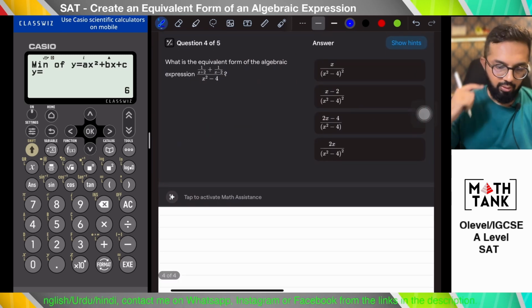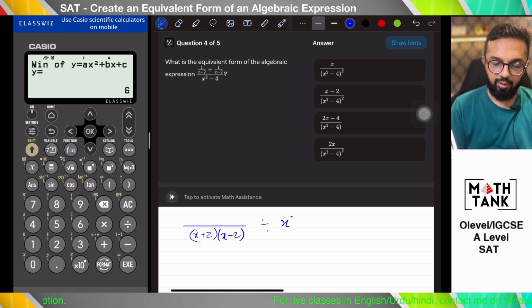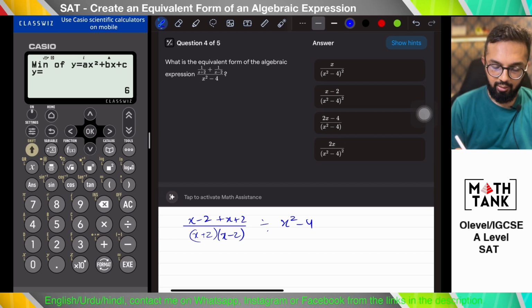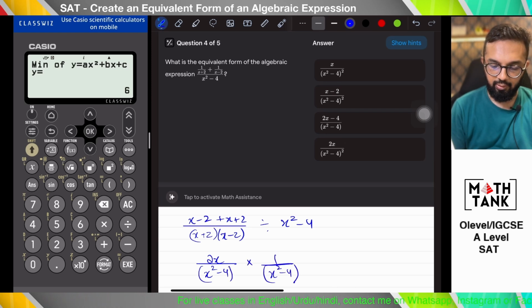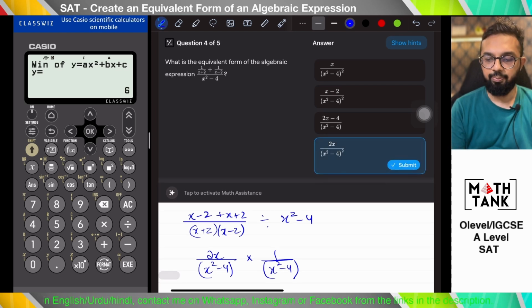Okay, question number 4. Okay, that looks more complicated. I'll have to do the numerator first. Take a common denominator in the numerator. And then I'm going to divide by x squared minus 4. So this becomes x minus 2 plus x plus 2. I've taken a common denominator. Okay, so I have 2x over x squared minus 4 multiplied by 1 over x squared minus 4. Okay, so this might be the right answer, option D.